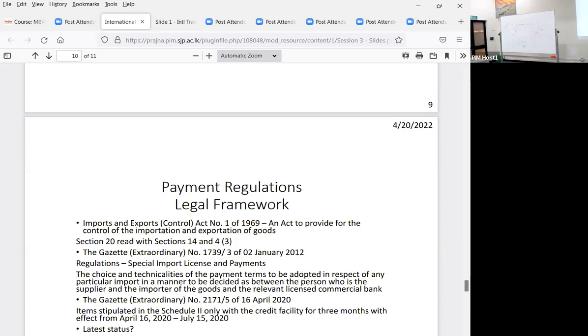So that is one story. I'm just taking the example because the conditions of the LC are so vital, right? So that is very vital, the condition of the LC.